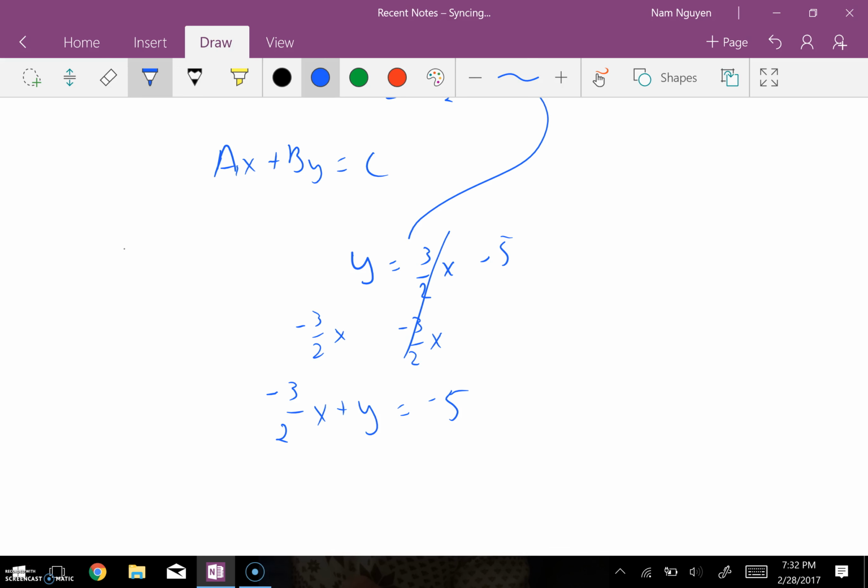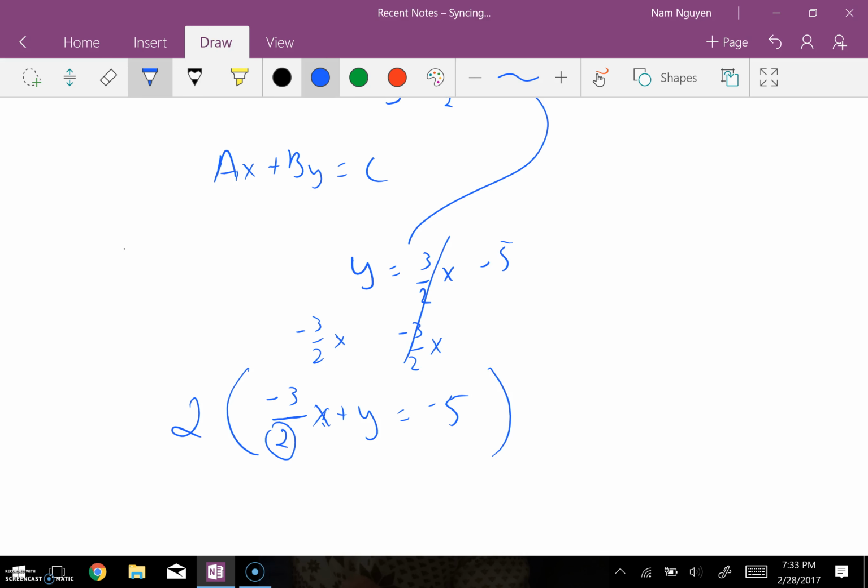Getting closer. But hey, look at that A coefficient. It is not positive, nor is it a whole number. So I need to decide what I can multiply this entire equation by so that I have a positive and a positive whole number. Well, I'm going to go ahead and multiply everything. First thing I need to do is get rid of this denominator of 2 right here. So I'm just going to multiply everything by 2. I also noticed that there was a negative 3 halves, so I'm going to multiply everything by negative 2.